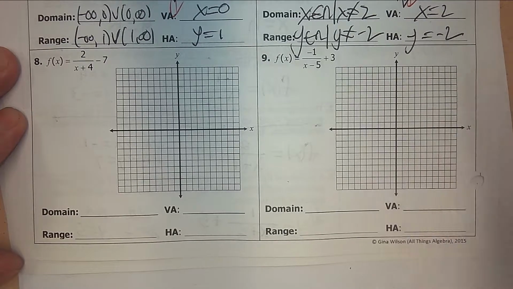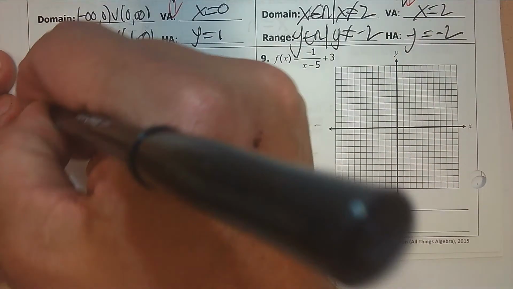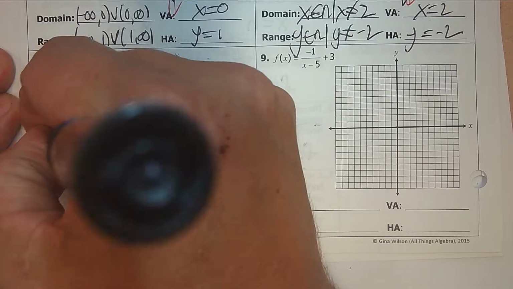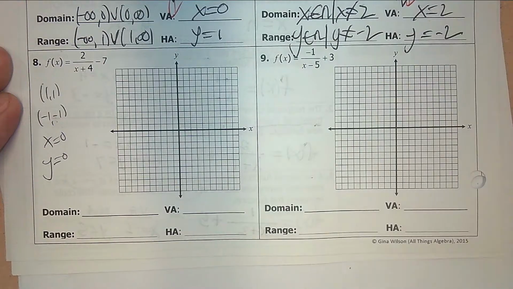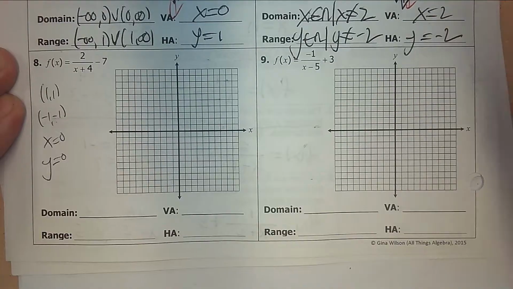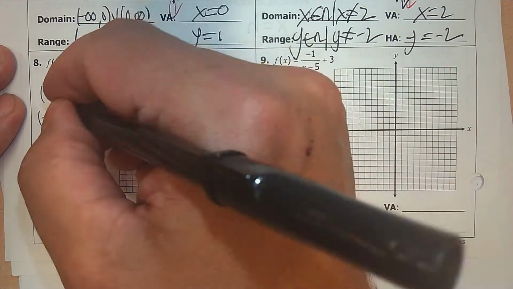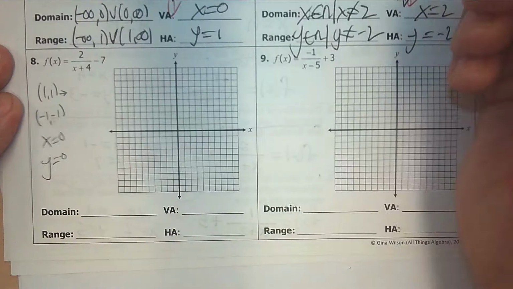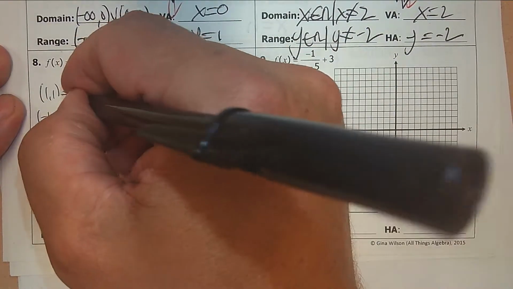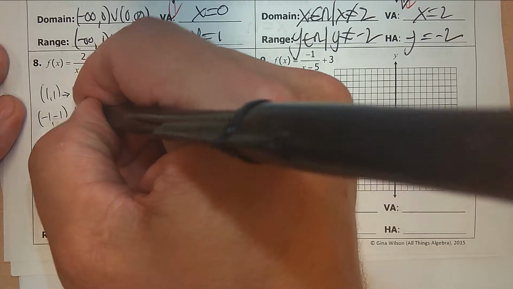So the parent for the reciprocal is (1, 1), (-1, -1), x equals 0, and y equals 0. Those are the asymptotes. And I look in the denominator, which tells me how x changes. So where do I look in the denominator? The inverse is subtract 4. So I'm going to subtract 4 to each x.